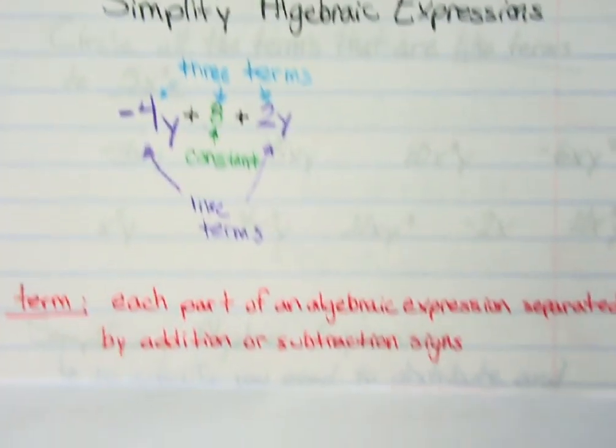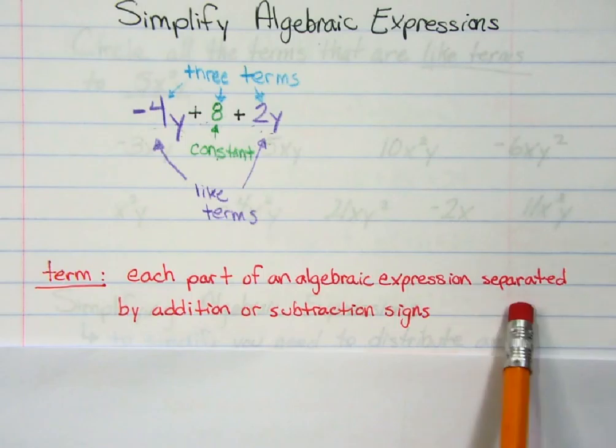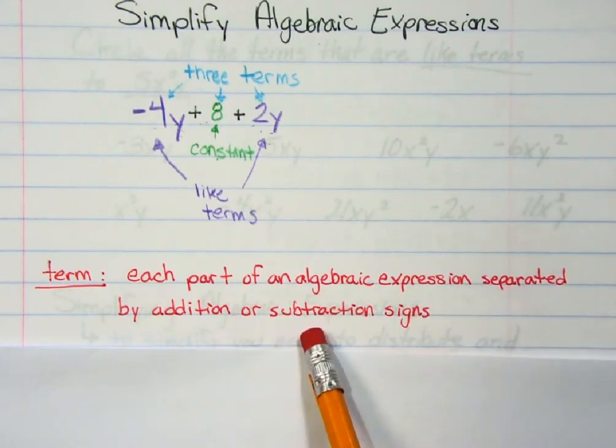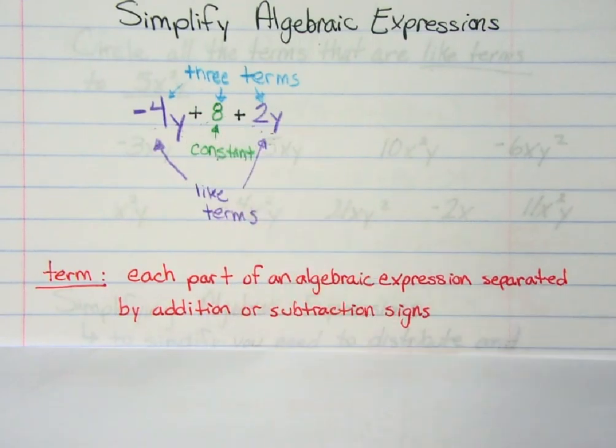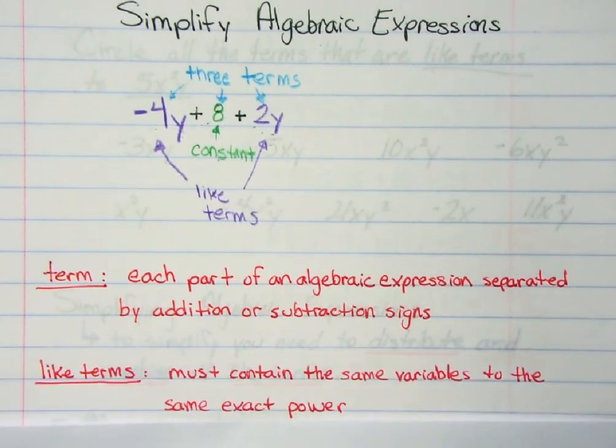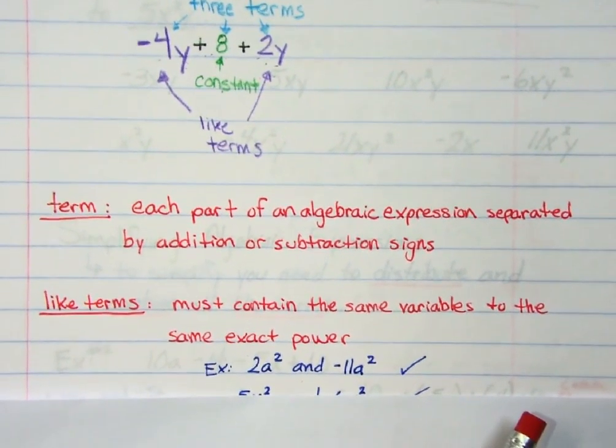So here are the actual word definitions. A term is each part of an algebraic expression separated by an addition or subtraction symbol. So notice these are separated with these two additional symbols. Like terms must contain the same variables to the same exact power.